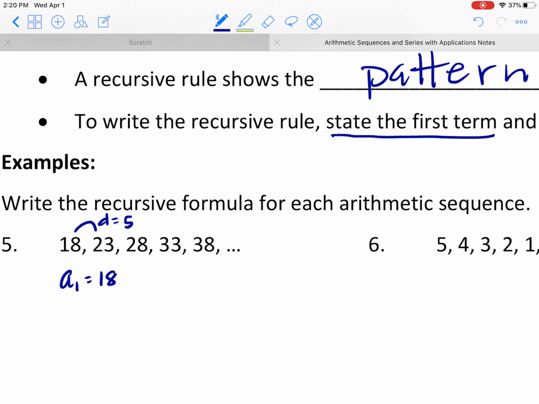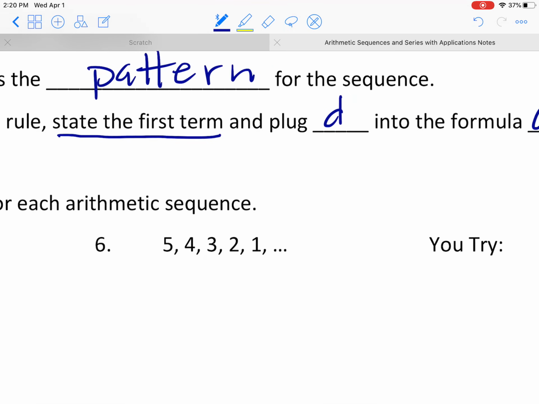Okay, so how will this look for number 5? For number 5, our common difference we said is 5. So we say here's a list that starts at 18, and then any number on this list would be the previous number plus 5. Same thing here for number 6. The common difference here is subtracting 1. So we say we have this list, a sub 1 is 5. We have this list that starts at 5, and then any number on this list, we take the previous number and subtract 1.